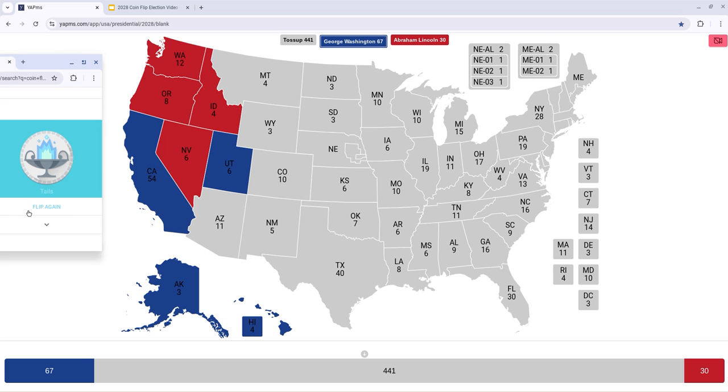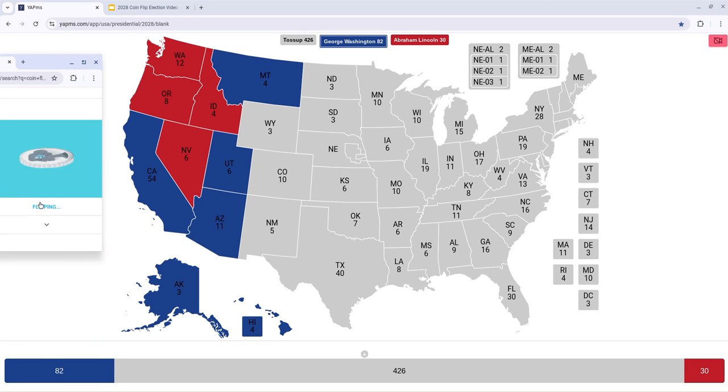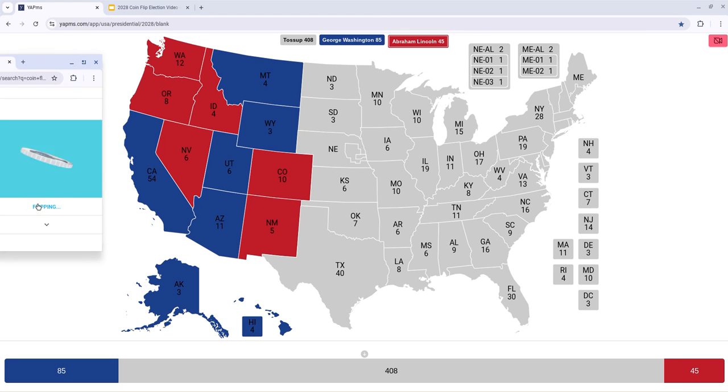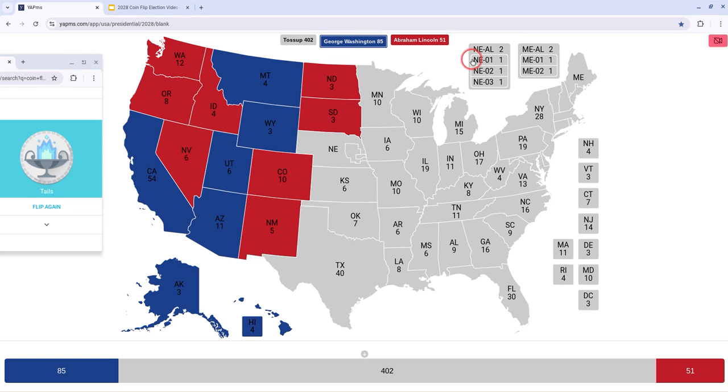Arizona with 11 going to Washington. Montana with 4 going to Washington. Wyoming with 3 going to Washington. Colorado with 10 going to Lincoln. New Mexico with 5 going to Lincoln. North Dakota with 3 going to Lincoln. South Dakota with 3 going to Lincoln. Nebraska's first district going to Washington. If you haven't watched my past videos, I kept calling Nebraska Maine by accident. So, Nebraska's second district, Lincoln. Nebraska's third district going to Lincoln. Nebraska altogether, all going to Lincoln.